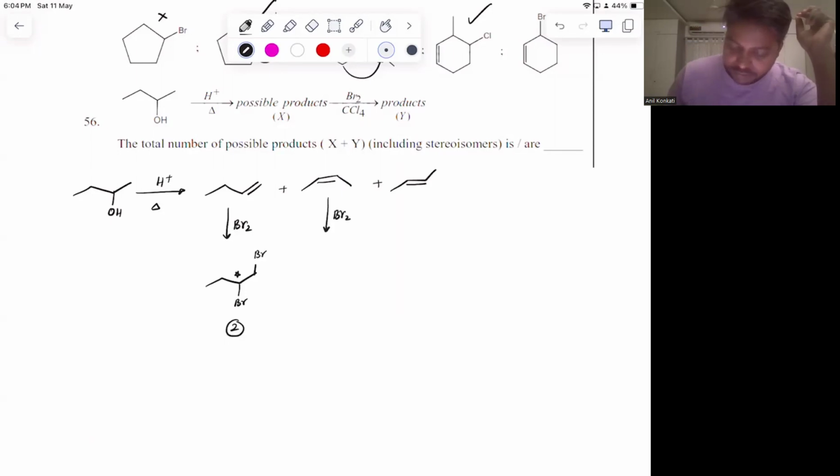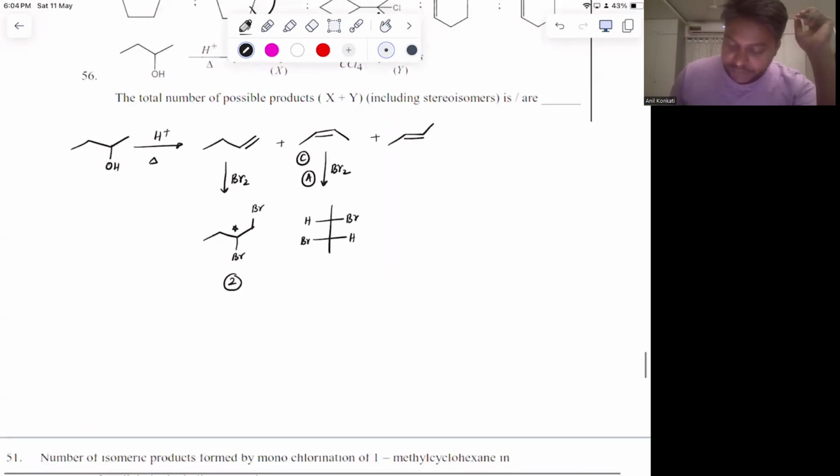If I add Br2, this is cis plus anti-addition. Anti-addition will give you 3O. 3O means Br here and Br here, H and methyl. So 3O optically active, so we will have plus and minus both. So two products. Here, this is trans.